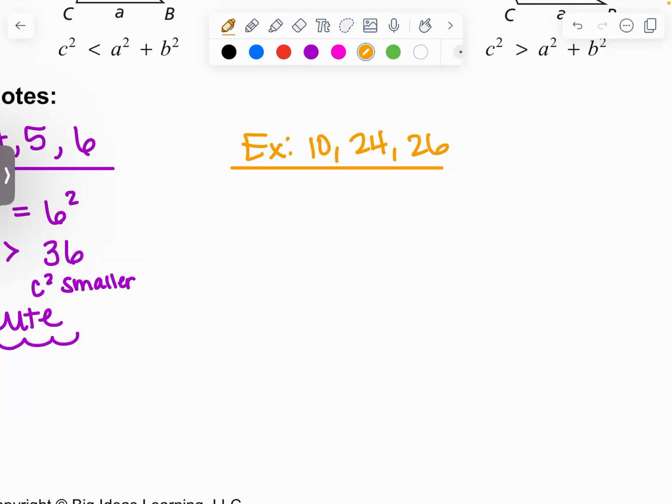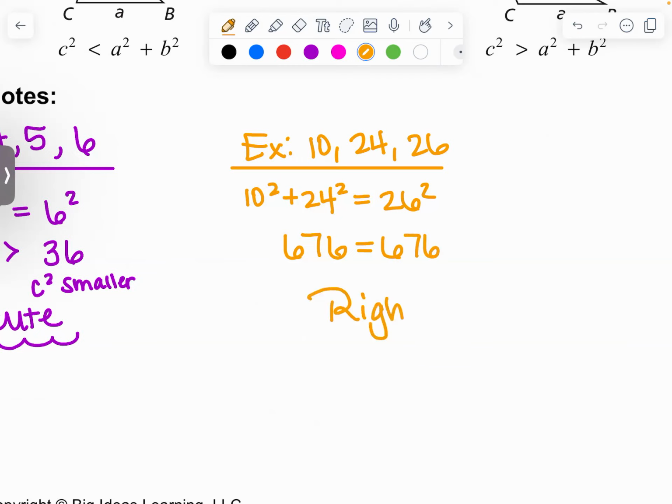What's C? It's 26. Okay. So 100 plus what is 24 squared? 576. So 676? All right, what's 26 squared? 676. So it is a right triangle. Very good.